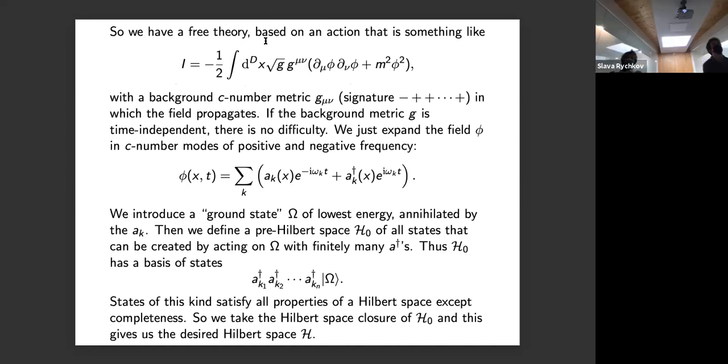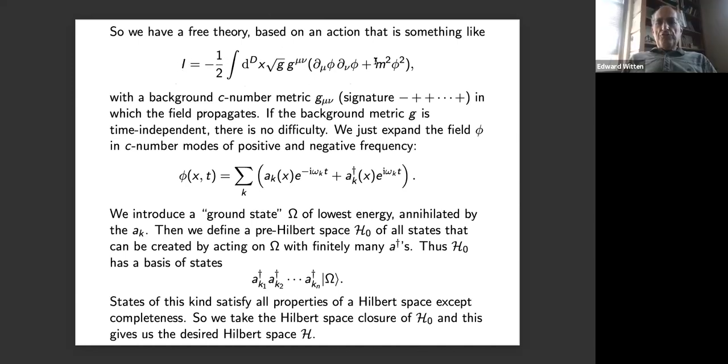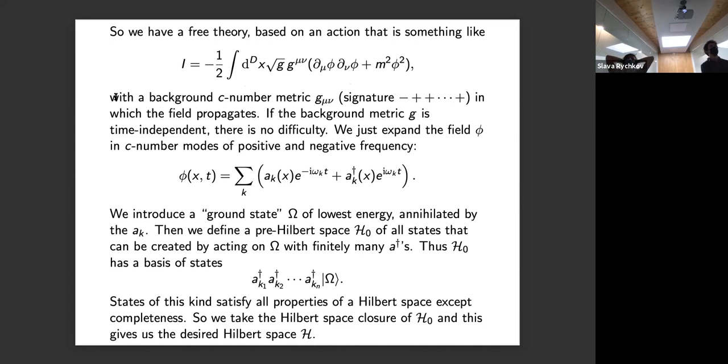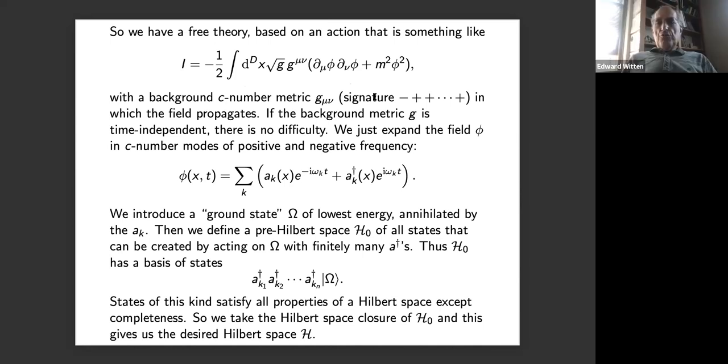So we start with the free theory based on an action that, for example, might be the action for a free scalar field, which I wrote in Lorentz signature today, for a Lorentz signature metric of signature minus plus plus plus. Now, if the background metric g is time independent, there's no difficulty. We just construct a complete basis of c-number solutions of the field equation of phi, and then we expand in modes of positive and negative frequency, and we introduce a ground state omega of lowest energy annihilated by the annihilation operators.